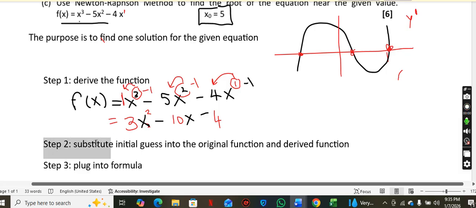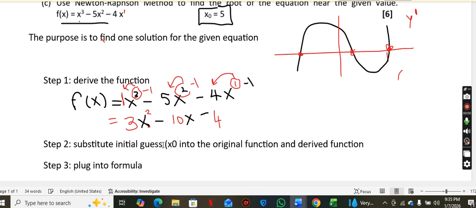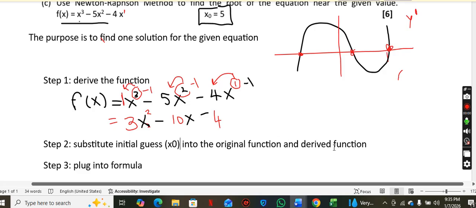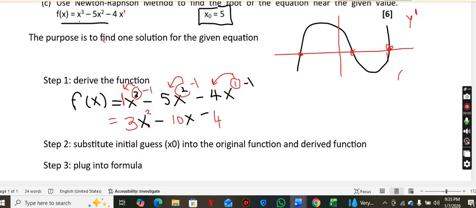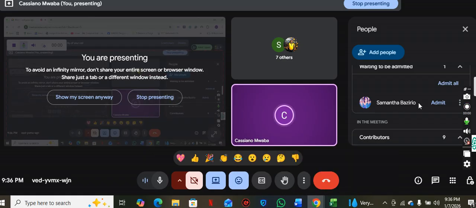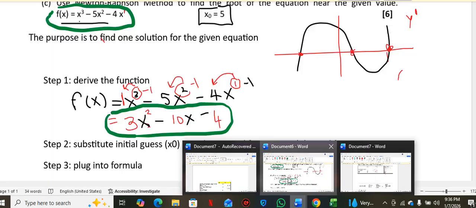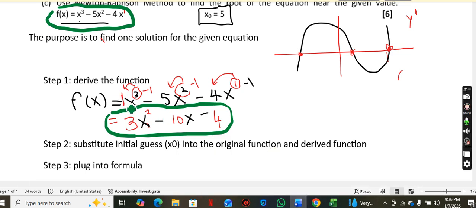Step 2. Substitute the initial guess, which is x0, into the original function and the derived function. So colleagues, remember, the original function is this one which was given in the question. Derived function is this one. So when you hear me say derived function, just remember in this question here, it's the function we obtained in step 1. I hope we're clear with that point.